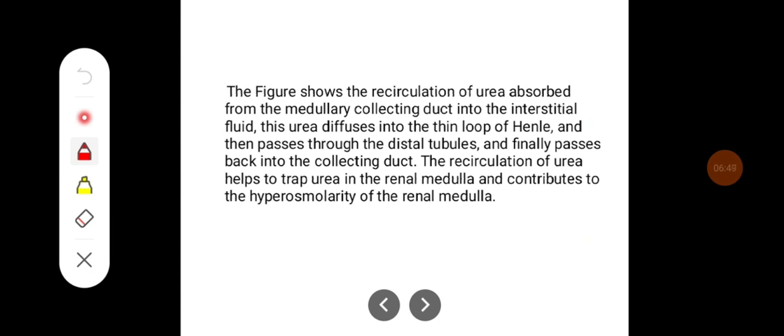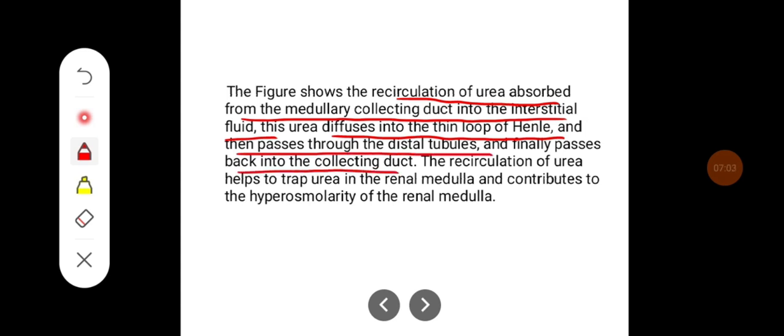The next figure shows recirculation of urea absorbed from the medullary collecting duct into the interstitial fluid. This urea diffuses into the thin loop of Henle and then passes through the distal convoluted tubule and finally passes back into the collecting duct. The recirculation of urea helps in trapping of the urea in the renal medulla and contributes to the hyperosmolarity of the renal medulla.